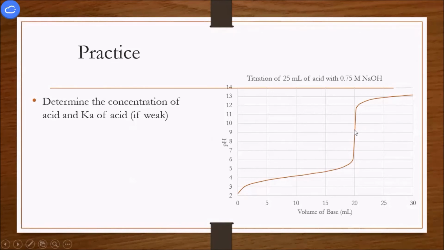Okay, with that in mind, step 2, what is the concentration of our weak acid? So I look here. Hopefully you'll see about that point is about the equivalence point. So it's about 20 mils of base that have been added. So MB, which is 0.75 times 20, is going to be the moles of base, and that's also going to be moles of acid. So we take that 0.75 times 20, and we divide by our 25 mils of acid to find our molarity of acid.